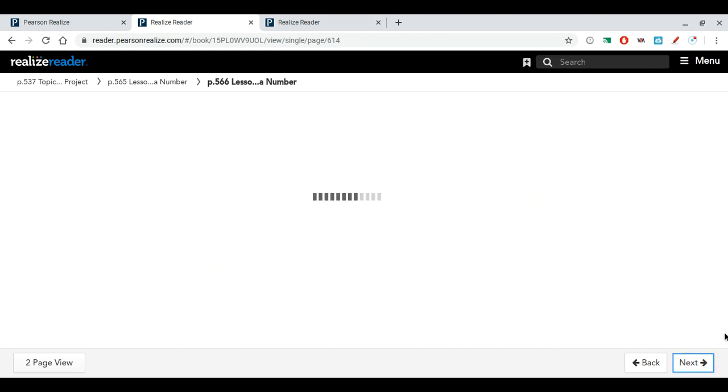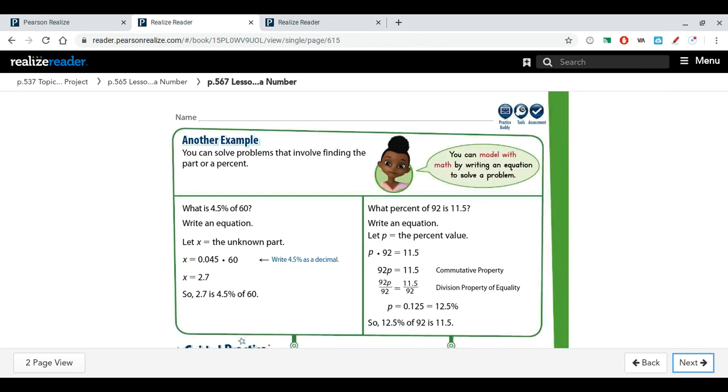All right, moving into our guided practice for today. Actually, I'm going to go into another example. If I look at this one, I'm looking at what is 4.5% of 60. Write an equation where I can put in a variable. If I write 4.5% as a decimal, notice that 4.5% is 0.045. Then I multiply that times 60, which equals 2.7. I don't really need the unknown part here. I'm really looking for, can you do 0.045 times 60 and then give me my answer?